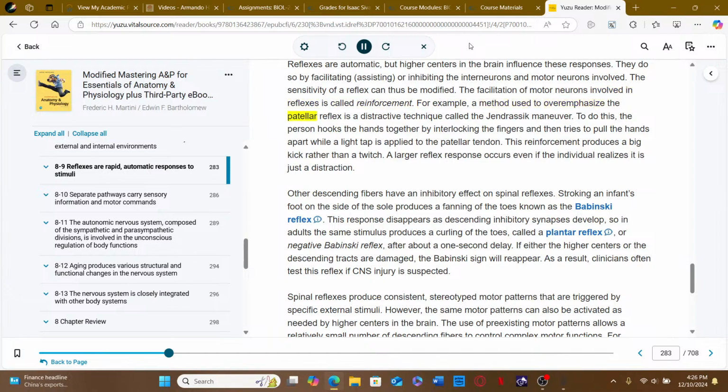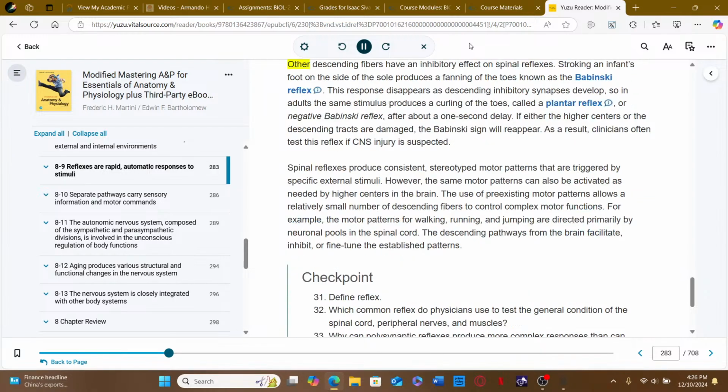For example, a method used to overemphasize the patellar reflex is a distractive technique called the Jendrassik maneuver. To do this, the person hooks the hands together by interlocking the fingers and then tries to pull the hands apart while a light tap is applied to the patellar tendon. This reinforcement produces a big kick rather than a twitch. A larger reflex response occurs even if the individual realizes it is just a distraction.